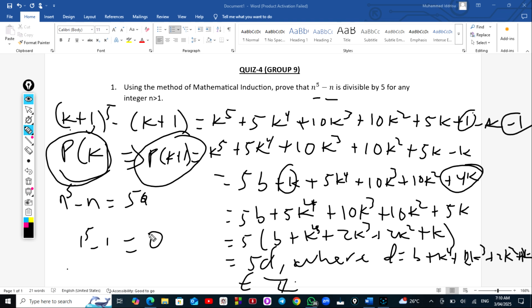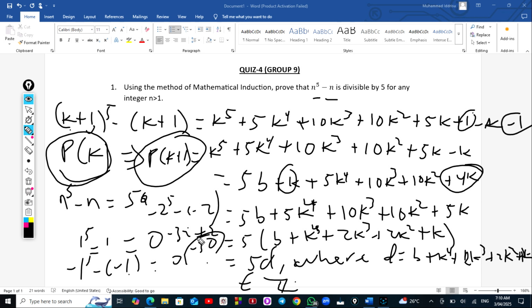If we put negative 1 there, we have negative 1 minus negative 1 to the power 5. This still gives us negative 1. Negative 1 minus negative 1 gives us 0, and 0 is divisible by 5. If we even substitute, let's say negative 10, or negative 10 is a big number, let me use negative 2. Negative 2 to the power 5 minus negative 2 gives us negative 32 plus 2, which is negative 30, and negative 30 is divisible by 5.